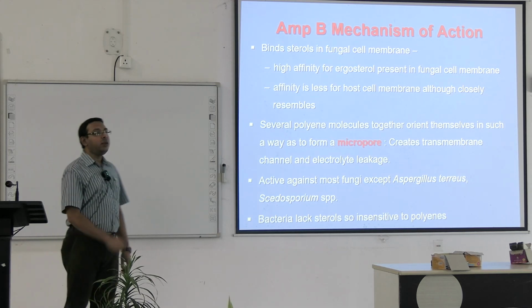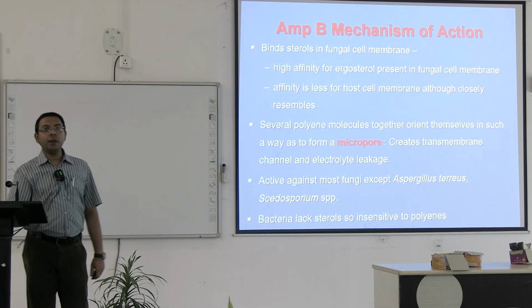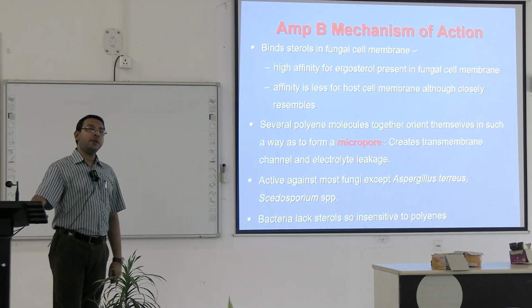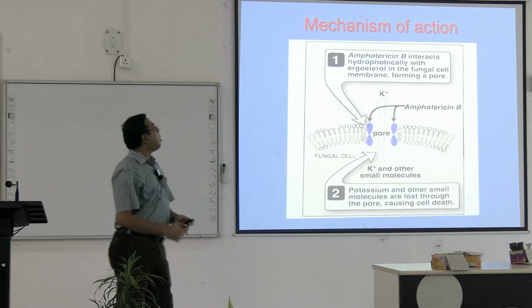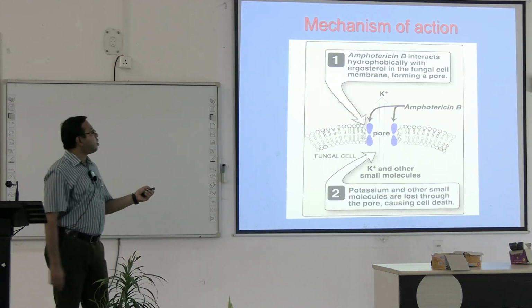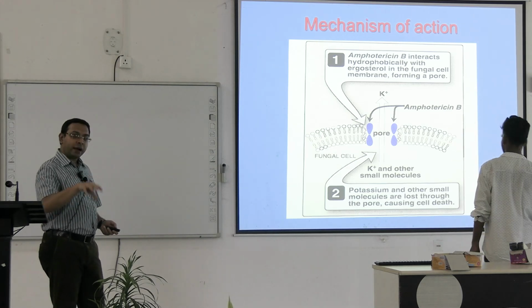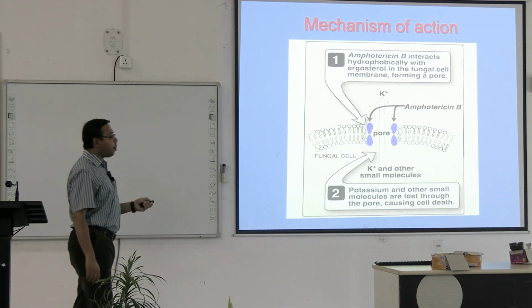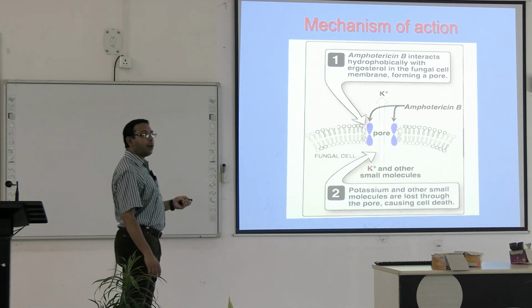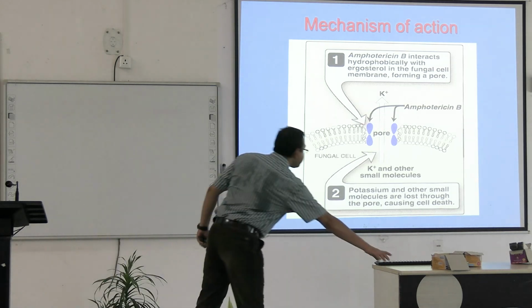Bacteria lack sterol, so they are insensitive to polyenes. Bacteria are insensitive to Amphotericin B, but Amphotericin B is also active against leishmaniasis, Leishmania, normally kala-azar. So the mechanism of action we have already seen. Amphotericin B molecules orient themselves, the hydrophobic part attaches to the ergosterol, and ultimately there will be micropore formation. Within this micropore, leaking of potassium and other small molecules, different electrolytes, happens.